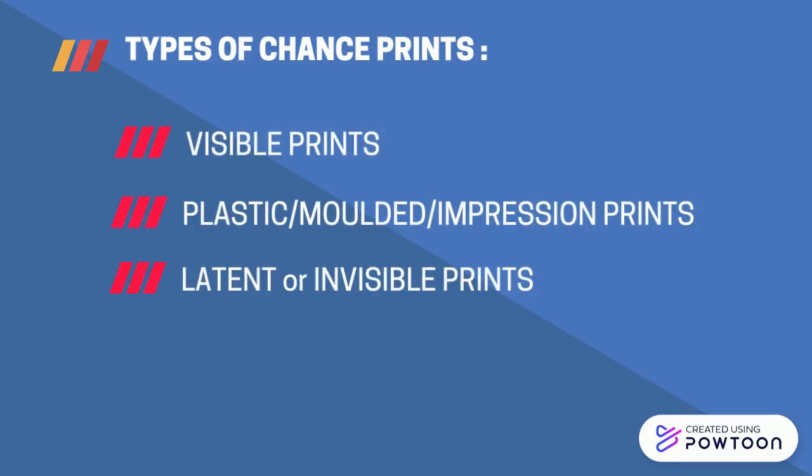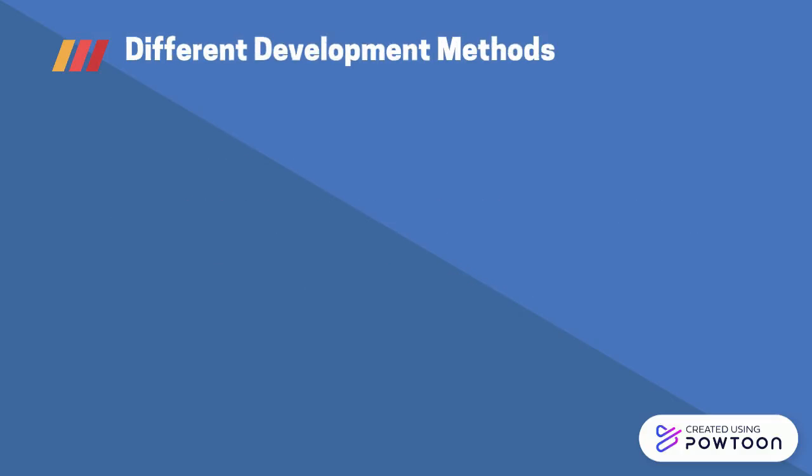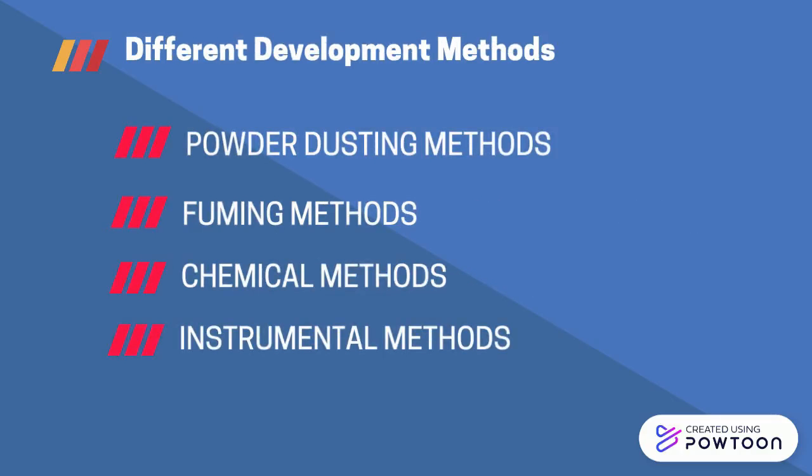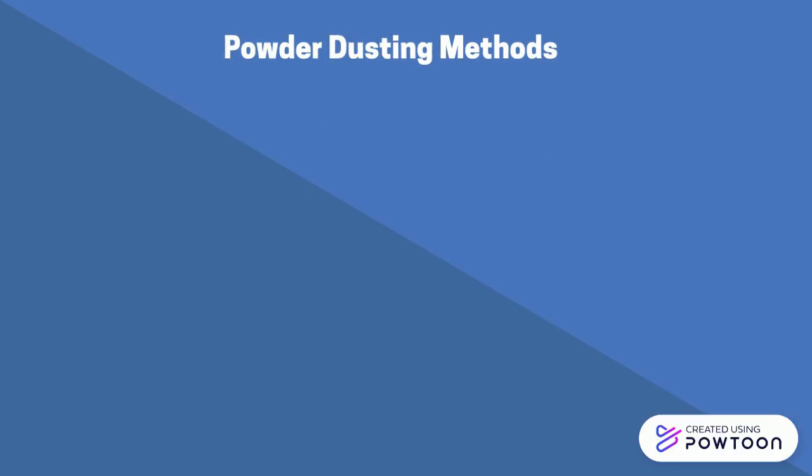Types of chance print: visible print, plastic or molded or impression prints, latent or invisible prints. Different development methods: powder dusting method, fuming method, chemical methods, instrumental method.